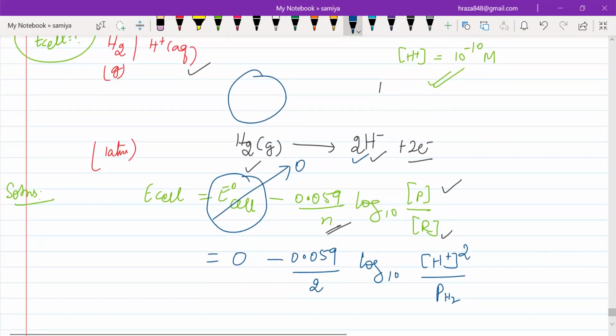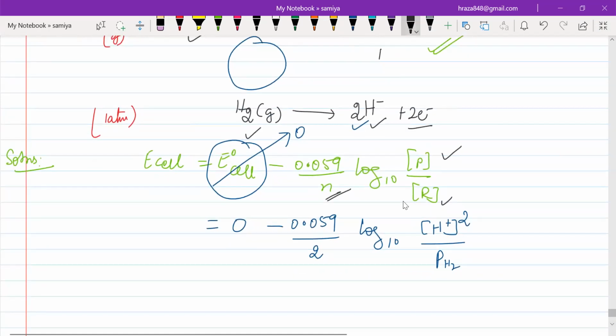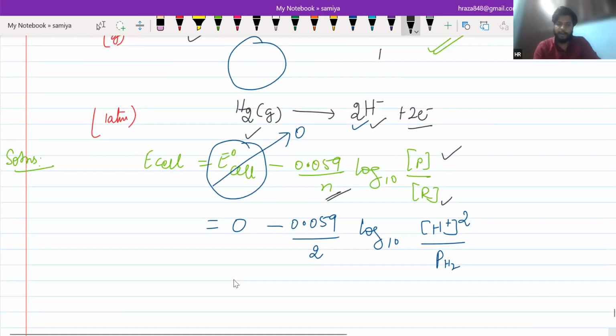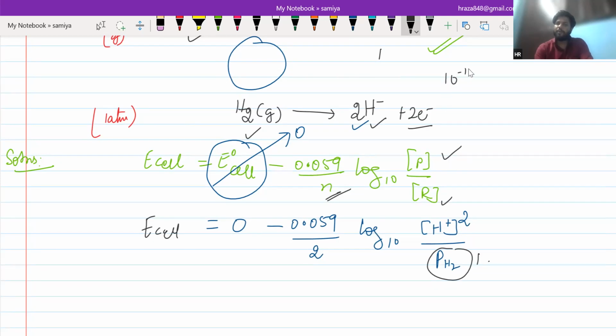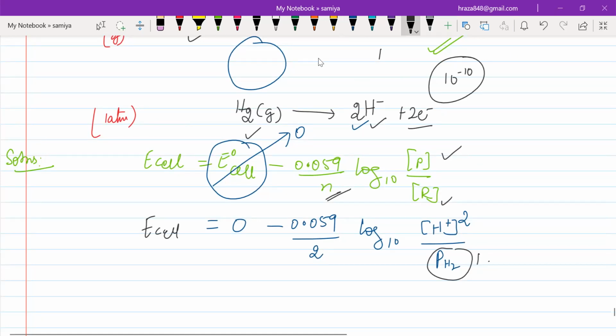Yes, sir. In the equilibrium constant, we are going to take partial pressure, and the partial pressure is given as 1 atm. Now E cell, can you calculate it now? Solve it. pH2 is given as 1 atm, so we will just put 1. H plus has a concentration of 10 raised to the power minus 10. So I think you can calculate it. Yes, sir. Please calculate it and let me know the answer.